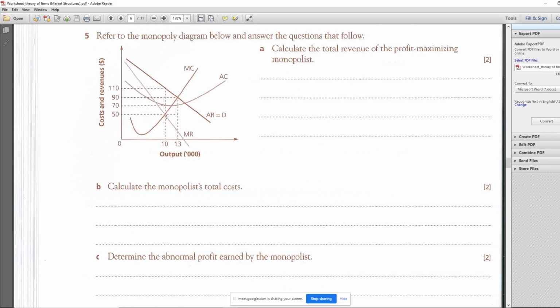So here the base is 110 minus 50, then you get 60, times the height, which is 3,000, over 2, then you will get 90,000. Yeah, so that is correct. Well, 60. Yeah, that's correct.